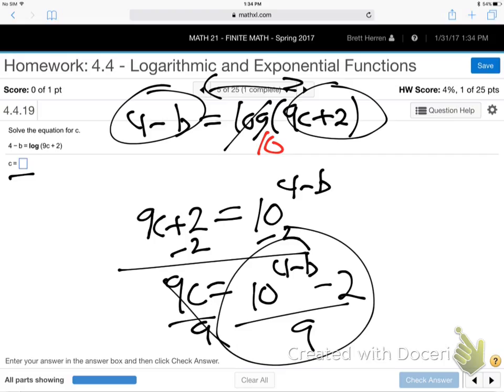Questions on that? You okay with those steps? So it's always about losing the logs when they're in there, right? You just lose the logs. You cross out the log, base stays the base, other two swap, and then you just get the c alone.